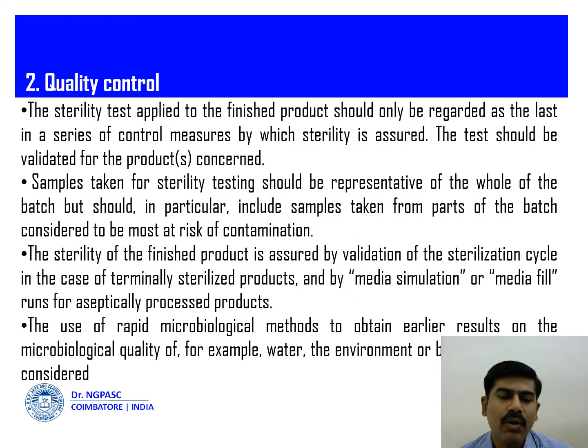The second one is quality control. The sterility test is appropriate for checking the purity of the product. The sterility test applied to the finished product should be regarded as the last in a series of control measures by which sterility is assured. The test should be validated for the products concerned. The samples taken for sterility testing should be representative of the whole batch, but should in particular include samples taken from parts of the batch considered to be most at risk of contamination.